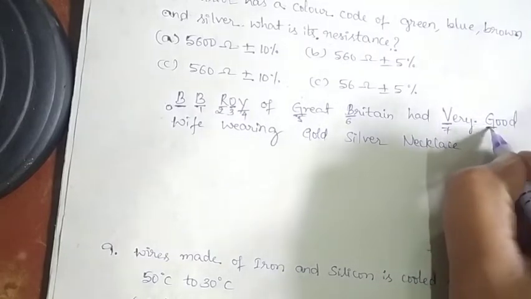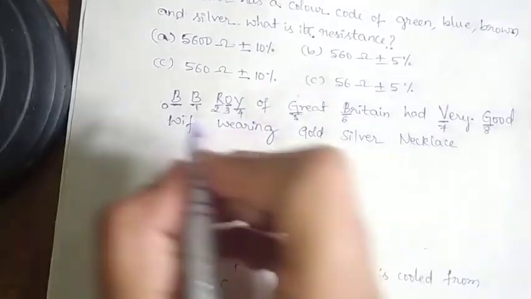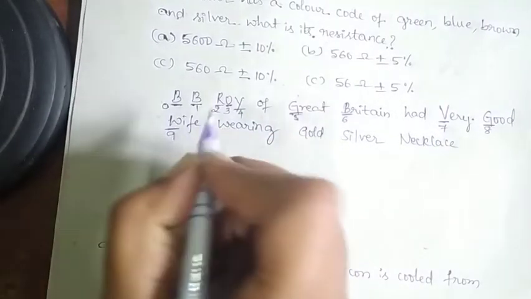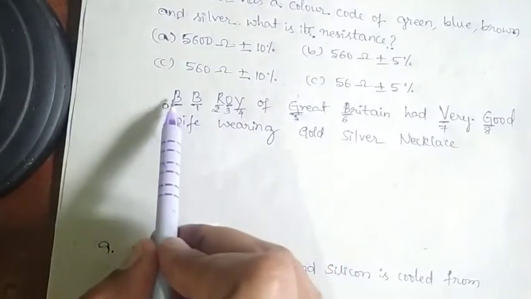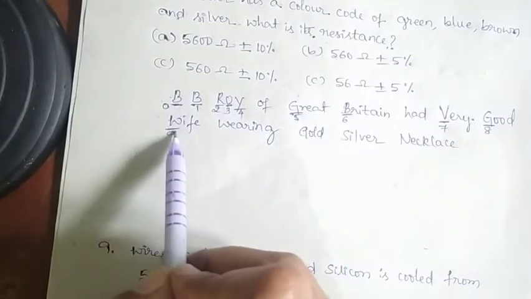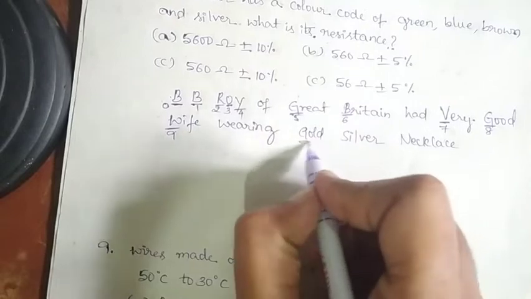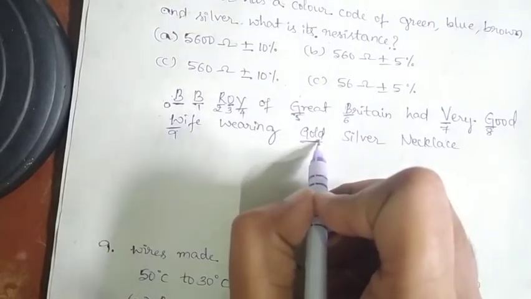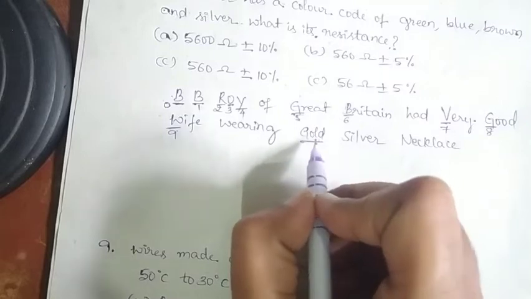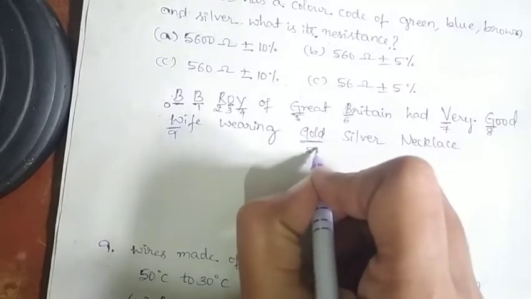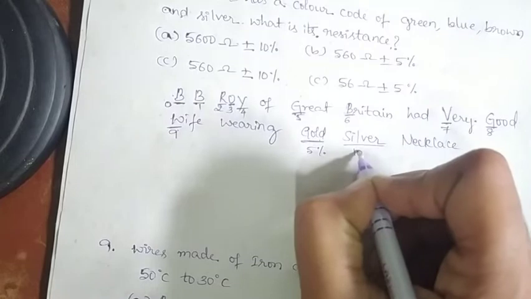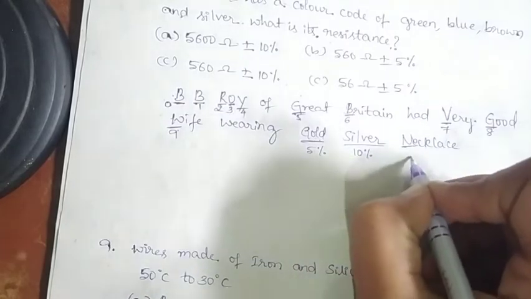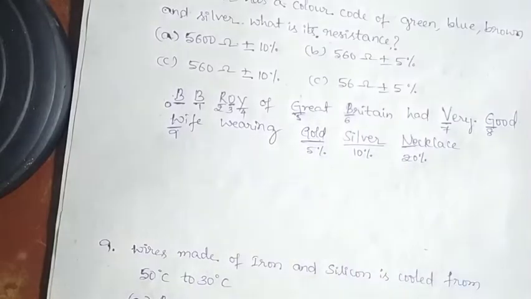This G will be grey, number will be 8. This W will be white, number will be 9. We have to go from dark color towards light color, and gold will be along the fourth band. Gold will be having 5% tolerance, silver will be 10% tolerance, N means none, no color, which will be 20% tolerance.